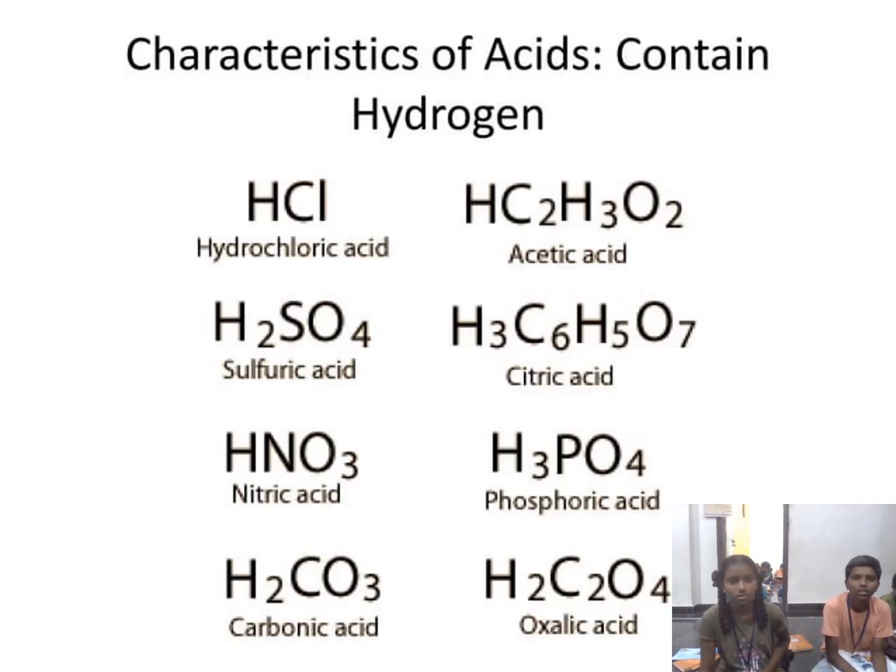And characteristics of acids containing hydrogen: HCl, acetic acid, sulfuric acid, citric acid, nitric acid, phosphoric acid, carbonic acid, oxalic acid. So these are the different acids which contain the hydrogen ion. Okay. In the exam, if we are asked what are the different acids that contain the hydrogen atom, we should write hydrochloric acid, sulfuric acid, nitric acid, carbonic acid, oxalic acid, phosphoric acid, citric acid, and acetic acid.